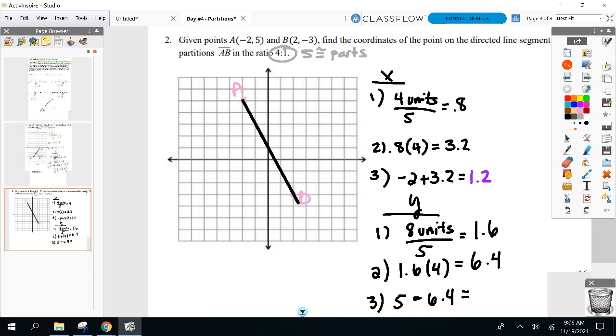And of course it would be, because from A to B on the Y-axis, I got to go down. So we got to be aware of that. I got to subtract to get down to B. So my point is actually negative 1.4.